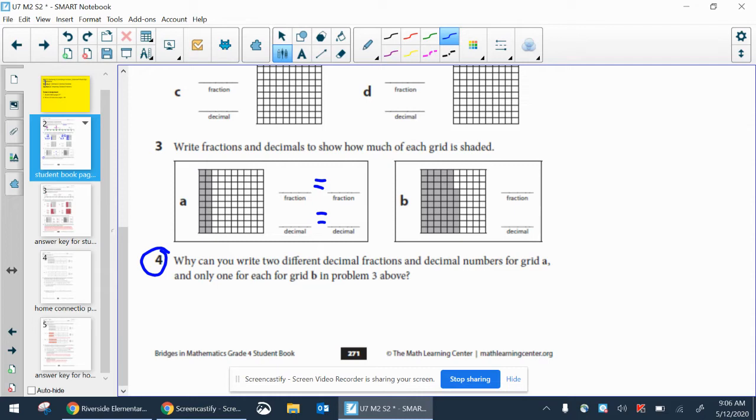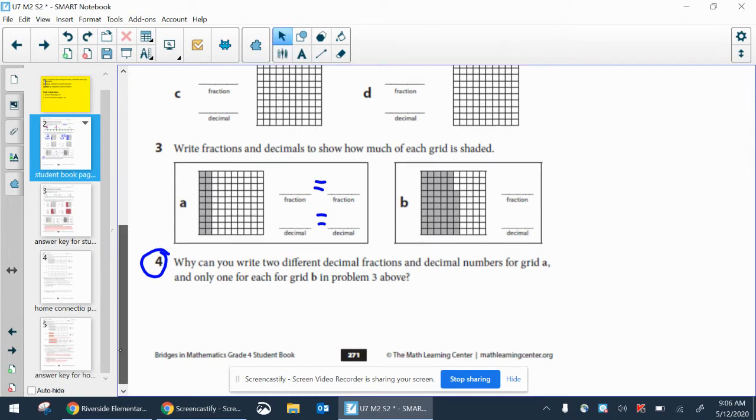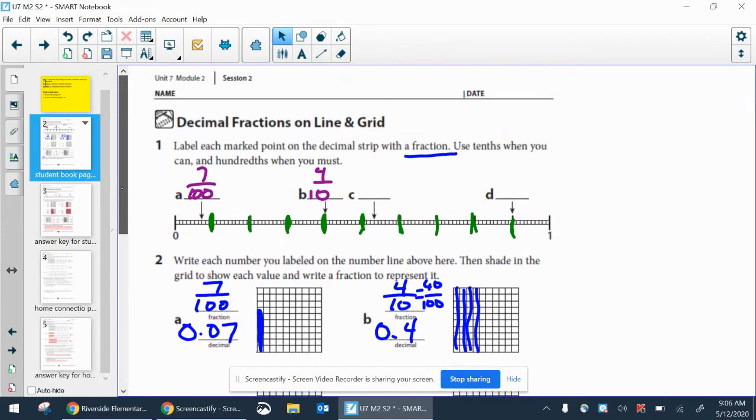And if there were some hiccups or an error here or there, that's what the answer key is there to help you with, to see if you can learn from that and continue on. All right, so that was our student book page 271. When this page is completed, please take a picture of it and put it in your Math Google slideshow, and your teacher will take it from there.